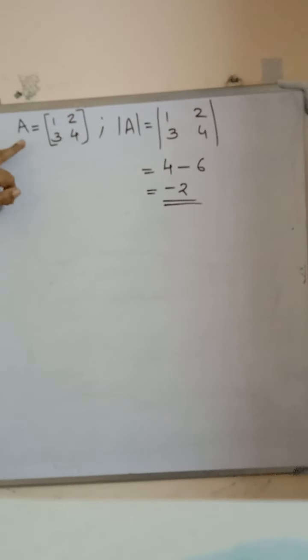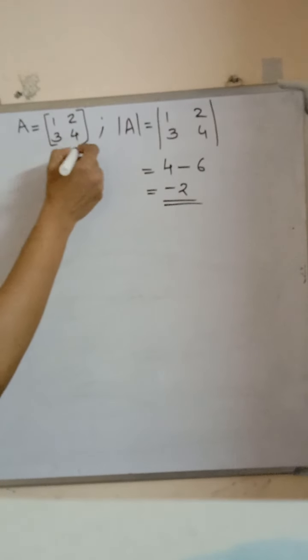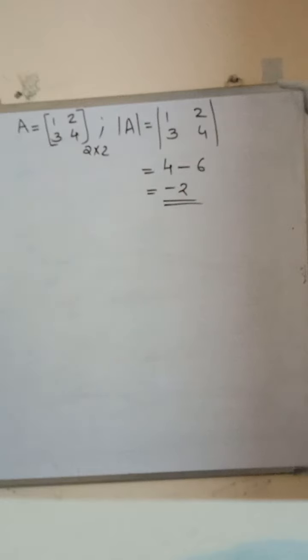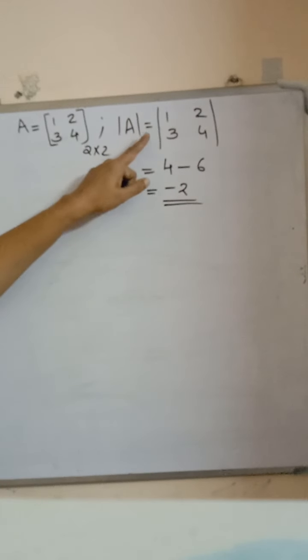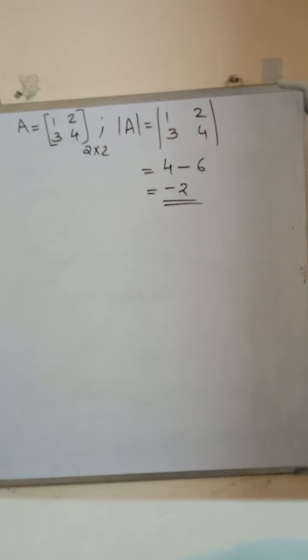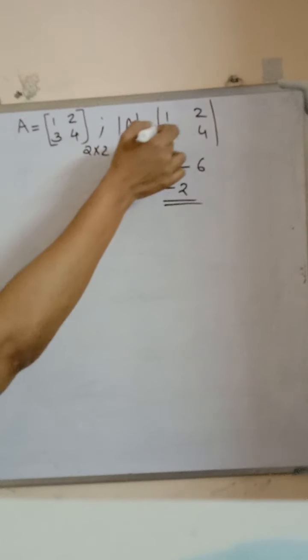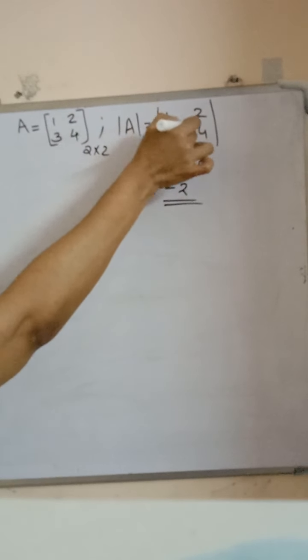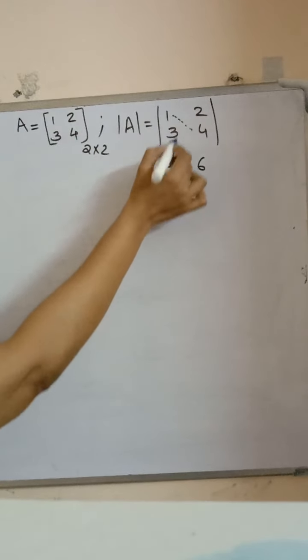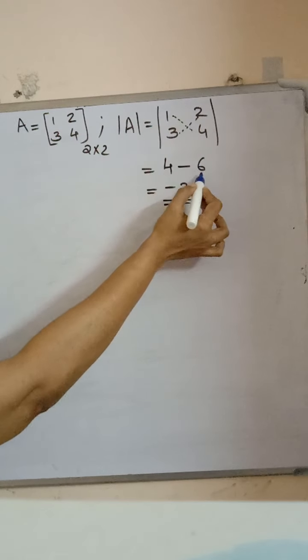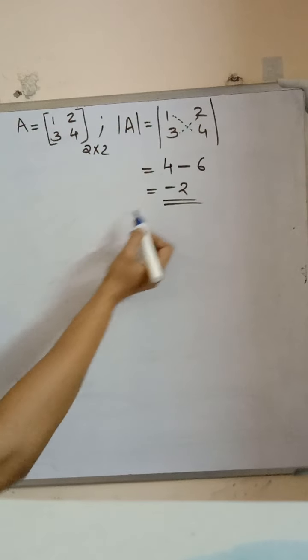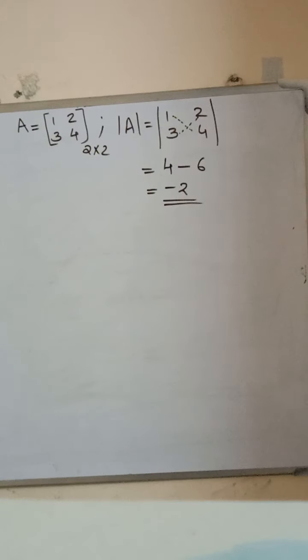Find the determinant of the matrix A equals matrix 1, 2, 3, 4. Here it is a 2 cross 2 matrix. Determinant A equals determinant 1, 2, 3, 4. For a 2 cross 2 matrix, we multiply 4 into 1 is 4, minus 3 into 2 is minus 6. So we get the answer minus 2.